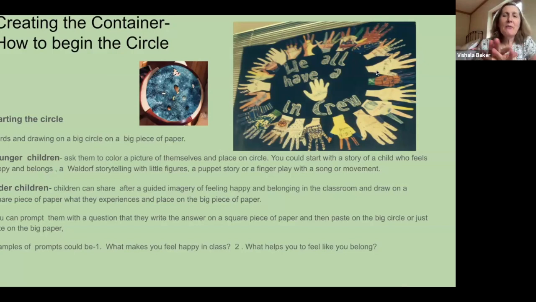And this teacher had everyone draw their hands. This was an art teacher in the art class. And then she did a story, and then they decorated the hands, and then they put the hands together in a circle. And it says, we all have a hand in crew or in our class. So this is at the very beginning, maybe a first thing before you get into anything else. The other picture here is more with adults, where there was a circle and the adults said something about what they were hoping to get out of a workshop, and they put the stone in the circle.